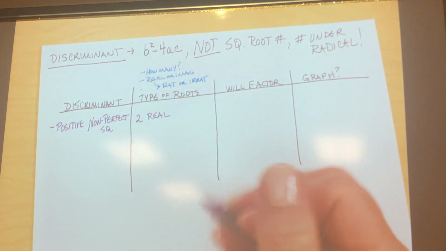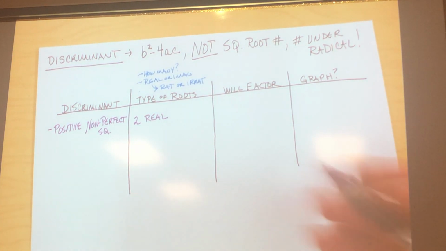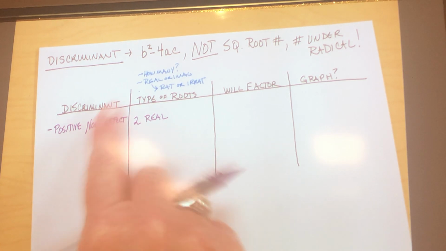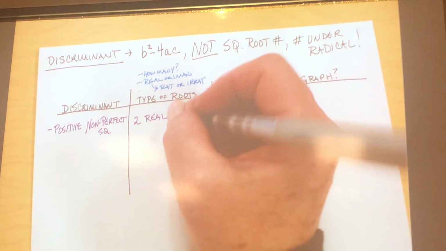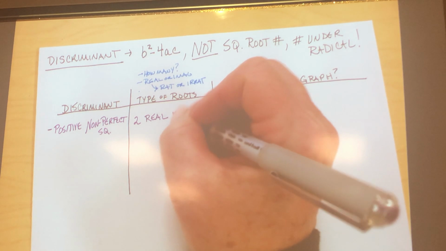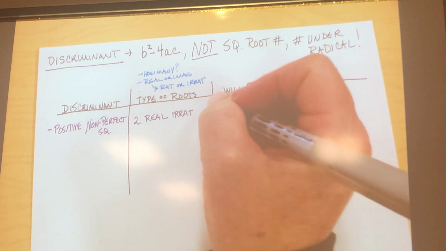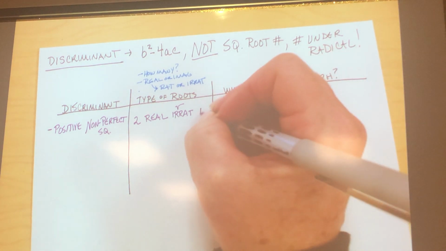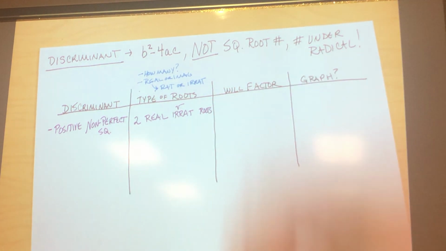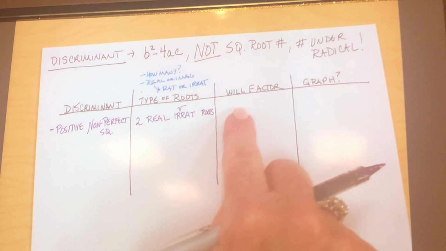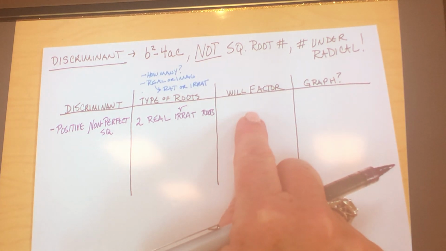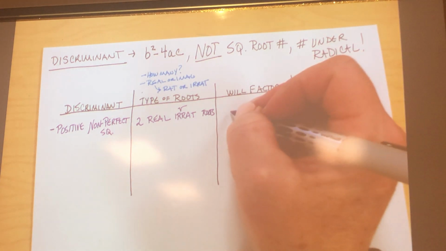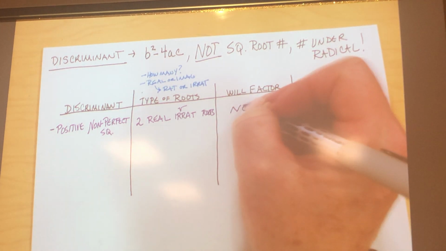Are they going to be rational or irrational? Irrational. Y'all, we said it's not a perfect square, so the radical's not going to go away. 2 real, irrational. What does that mean? That means there's going to be a square root in the answer. Are you with me? Is he going to factor? No. You never factored anything with a radical in it. No, it will not factor.